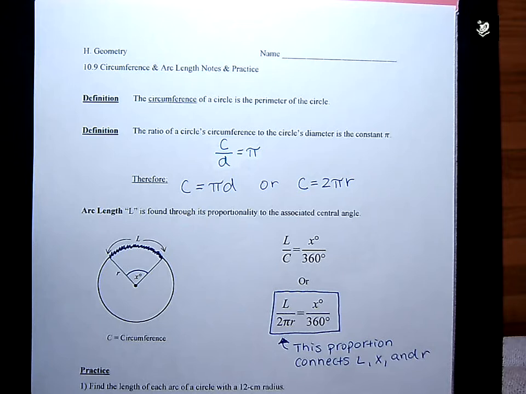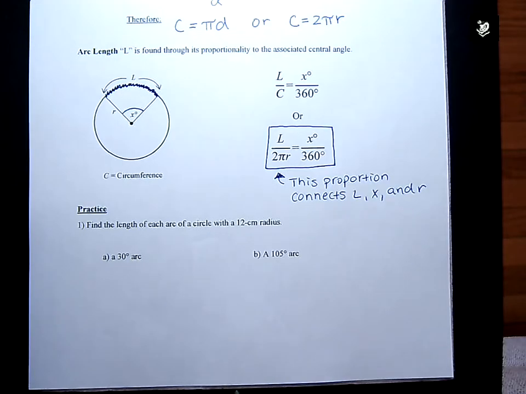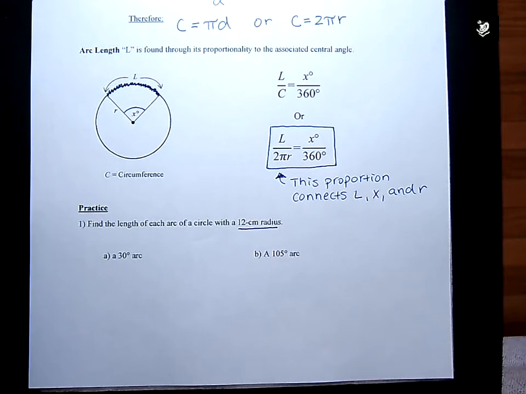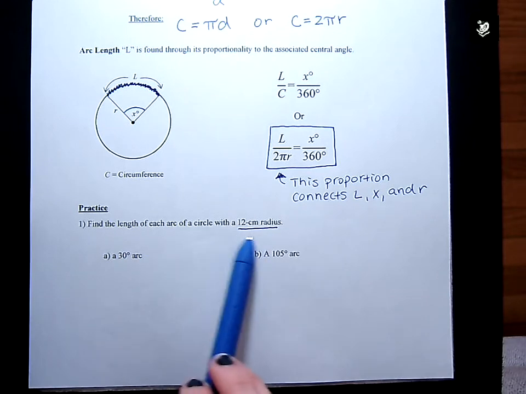So that is the gist of the 10.9 notes. If you know this proportion, you'll be good to go. The rest of this is really just going to be practice. So here are your first 2 questions, your basic, can you find the length of the arc? They're telling you to have a 12 centimeter radius for this circle. I'll actually do the first one for you. They want to know what's the length of a 30-degree arc of a circle with a 12 centimeter radius.